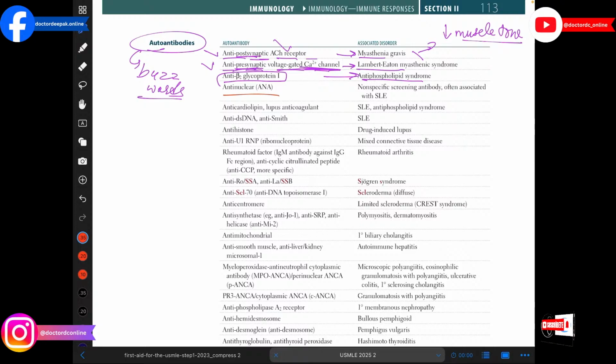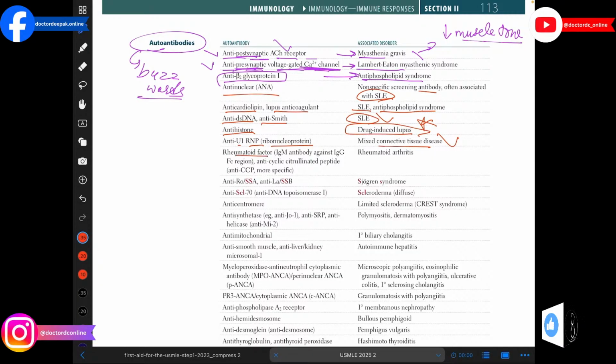Antinuclear antibody is a non-specific screening antibody often associated with SLE. Anticardiolipin and lupus anticoagulant are associated with SLE and antiphospholipid syndrome. Anti-double-stranded DNA and anti-Smith are associated with SLE 100%. Anti-histone is associated with drug-induced lupus. Whenever you see anti-histone antibodies in an MCQ, just mark drug-induced lupus. Anti-U1 RNP ribonucleoprotein is mixed connective tissue disease.